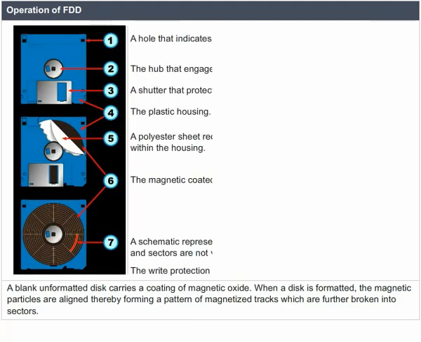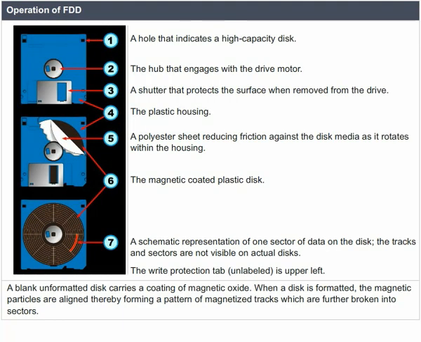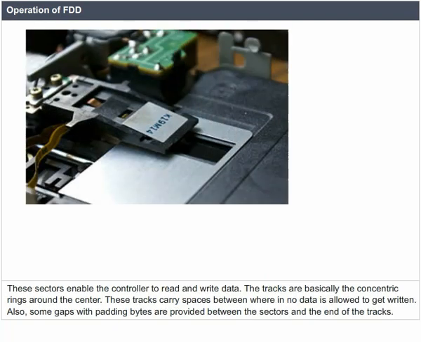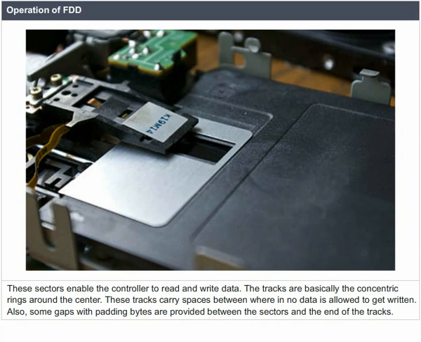A blank unformatted disk carries a coating of magnetic oxide. When a disk is formatted, the magnetic particles are aligned, thereby forming a pattern of magnetized tracks which are further broken into sectors. These sectors enable the controller to read and write data. The tracks are basically concentric rings around the center. These tracks carry spaces between them wherein no data is allowed to be written. Also, some gaps with padding bytes are provided between the sectors and at the end of the tracks.